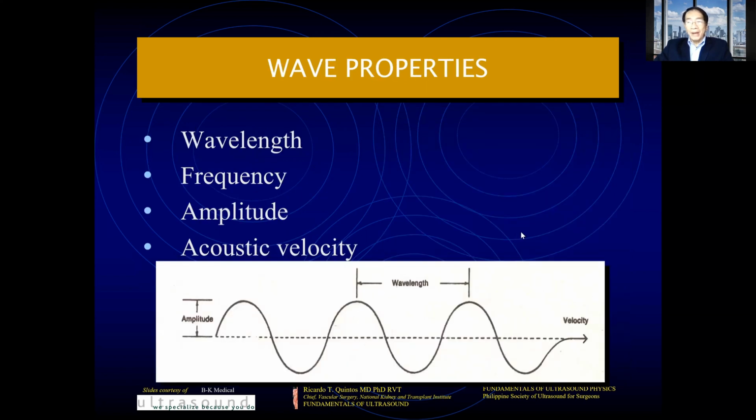Now, when you talk about waves, there are certain characteristics of the waves that you will have to know, which will define the kind of wave that is being propagated. These properties are the characteristics which describe the wavelength, the frequency, the amplitude, and the acoustic velocity.